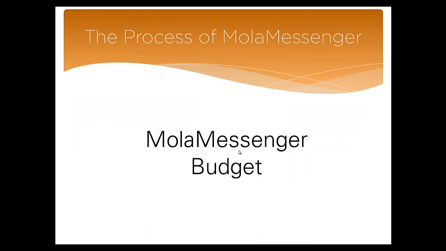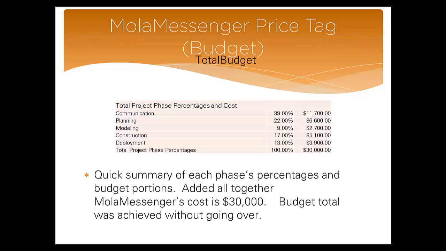Okay, next slide is some budgetary needs. Of course, everybody wants to talk about financials and how they were made, and if there was some deviation within the initial budget or what has changed. There's always a little bit of change, but the MolaMessenger basically stayed within budget. So I just gave this time a total budget. The previous PowerPoint gave a detailed budget because that was a communication and planning phase, but here in the construction phase, these were pretty dead on.